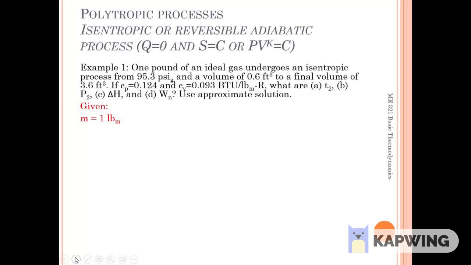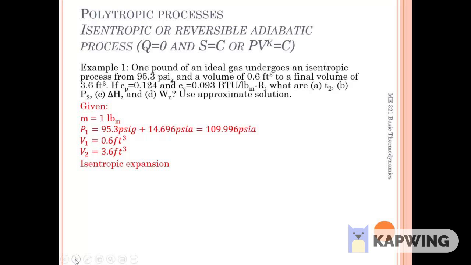In addition, the initial pressure and volume of the gas are also stated. The volume at the end of the process is given to be 3.6 cubic feet. Now, since the final volume is greater than the initial volume, and the process is stated to be isentropic, then we can say that the gas undergoes an isentropic expansion process. We are also given the specific heats at constant pressure and at constant volume of the gas.